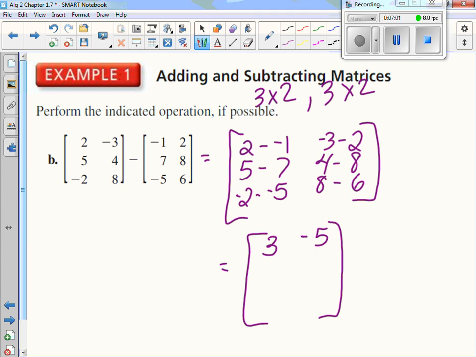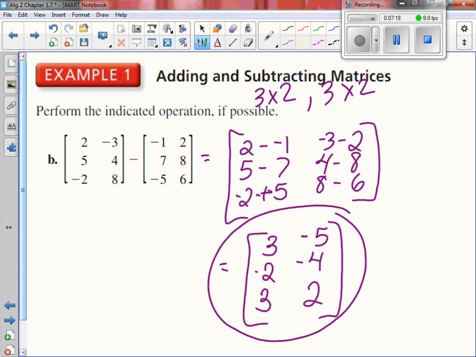You're good. Then what's our next one? 5 minus 7 would be negative 2. 4 minus 8 is? Here, negative and negative would make a positive 3. And 8 minus 6 is? And that's it. That's all we have to do for this here.